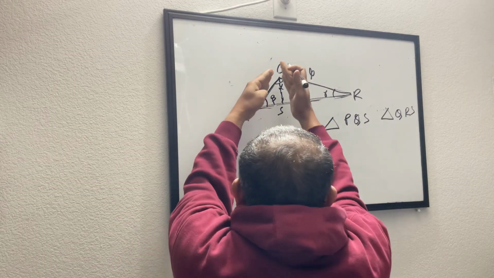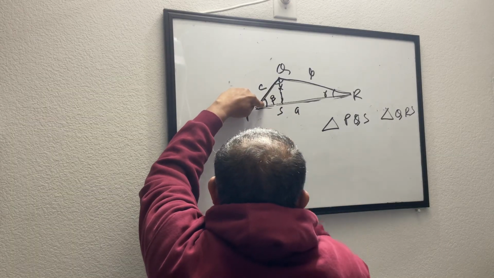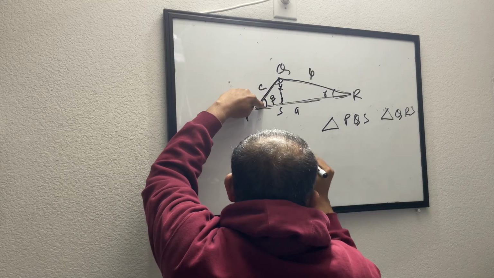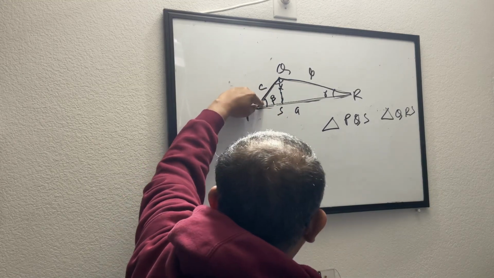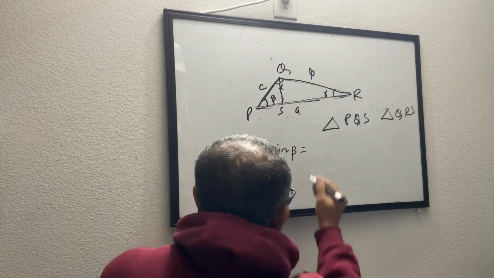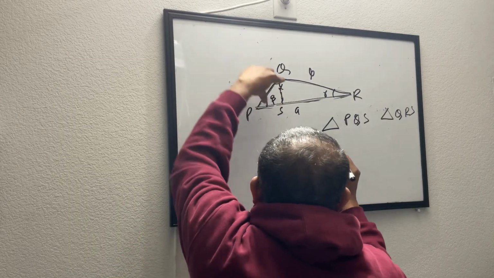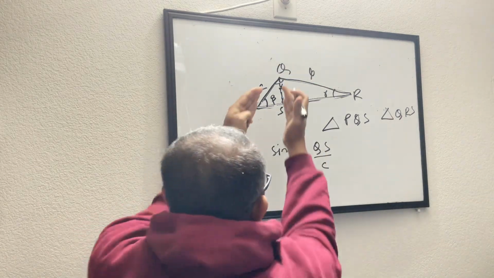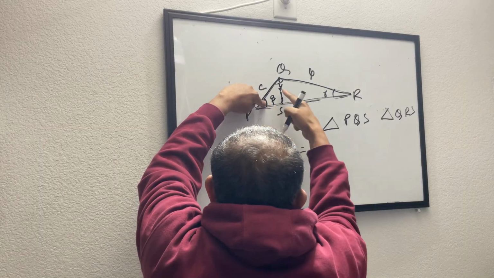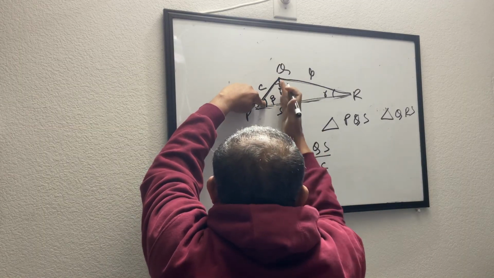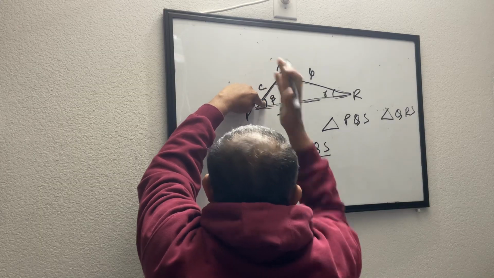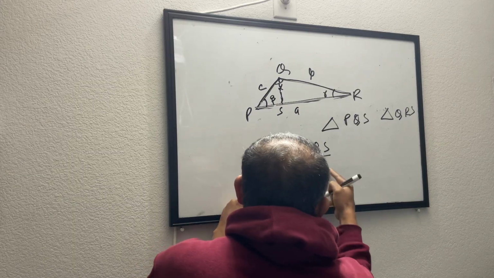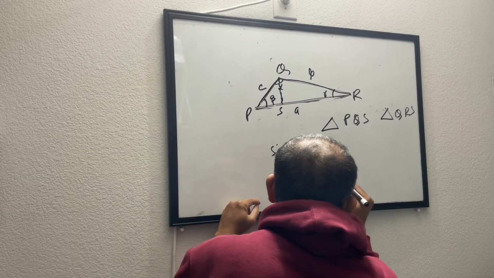Now, in this PQS, let's say this angle is beta. So sine of beta by the SOH-CAH-TOA rule will be what? The side opposite to this, QS, divided by the hypotenuse. Correct? In this triangle, sine of beta is the side opposite, which is QS, the perpendicular that I have drawn, divided by C. Okay? So from this we got QS equals C times sine of beta.